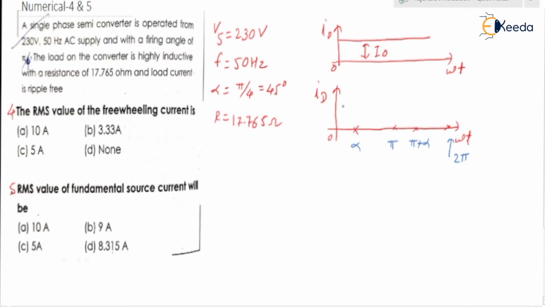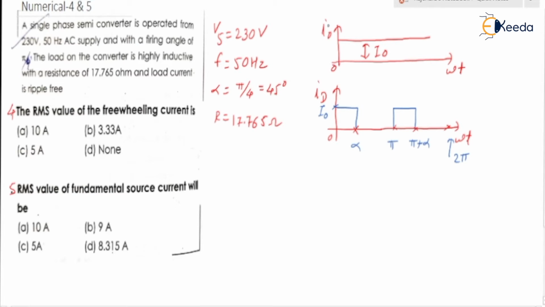So from 0 to alpha, ID will be the same as I0, and from pi to pi plus alpha, it is the same as I0. During alpha to pi it is 0, and pi plus alpha to 2 pi also it is 0. Next, our task is to find the RMS value of the freewheeling current. So what is this magnitude? This magnitude is I0. First of all, we need to find capital I0.